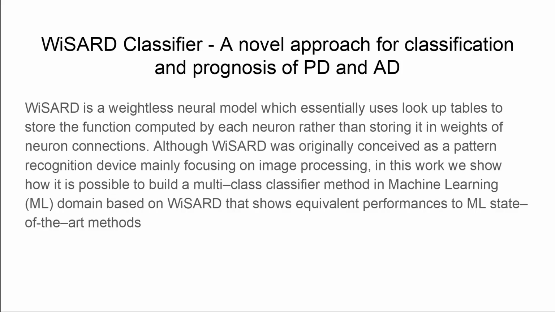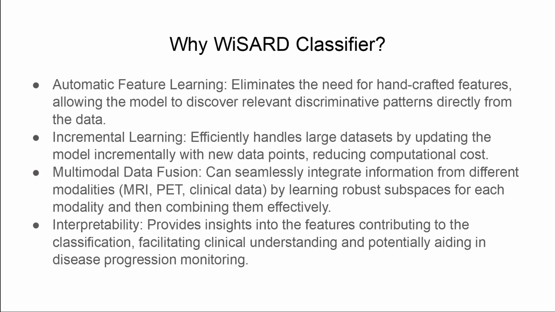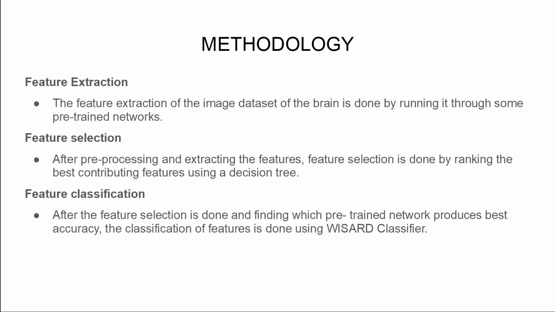So we will be using a WiSARD classifier, which is a novel approach for classification purposes, and it is a weightless neural model which uses lookup tables to store the function computed by each neuron rather than storing it in weights of neuron connections. The reason that we're using the WiSARD classifier is because it has automatic feature learning, incremental learning, multimodal data fusion, and interpretability features, which make it a very suitable candidate for classification purposes.